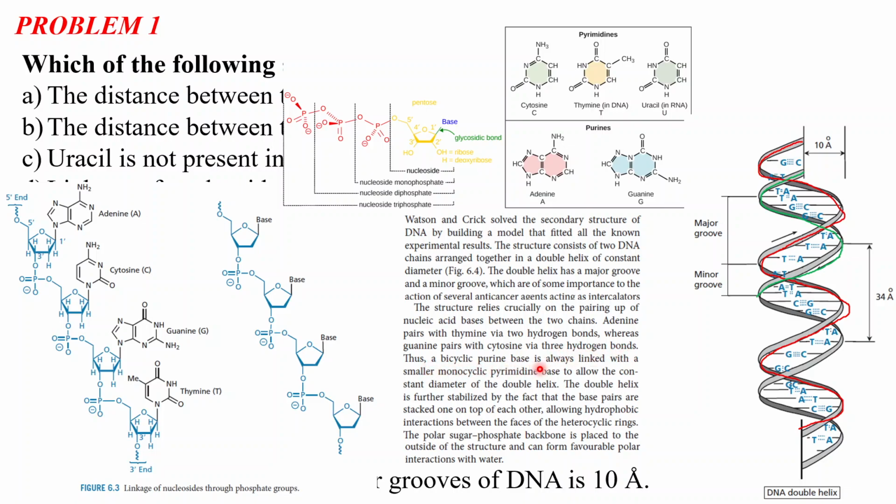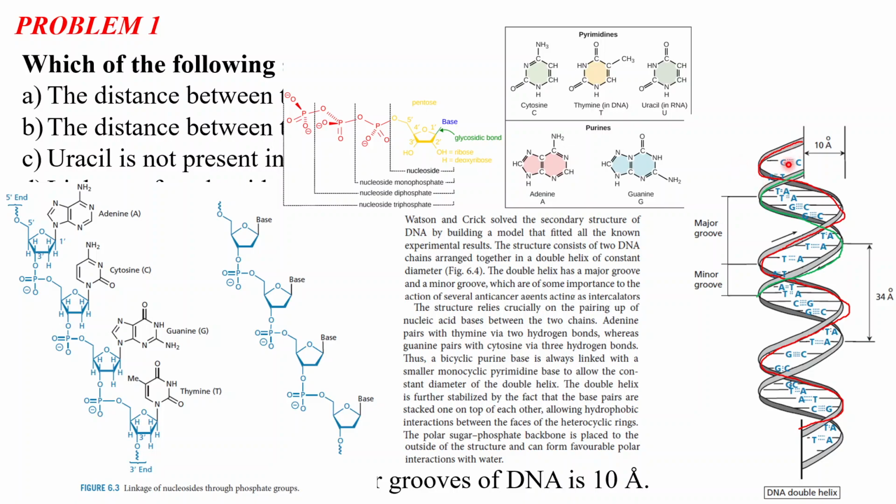Thus, a bicyclic purine base is always linked with a smaller monocyclic pyrimidine base to allow the constant diameter of the double helix. The double helix is further stabilized by the fact that base pairs are stacked one upon each other, allowing the hydrophobic interaction between the faces of the heterocycle rings. The polar sugar phosphate backbone is placed outside the structure that can form favorable polar interaction with water.